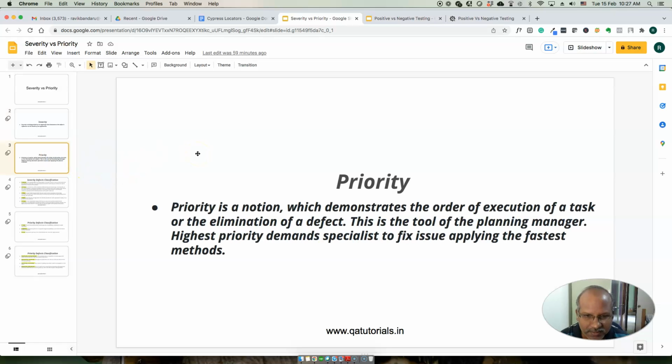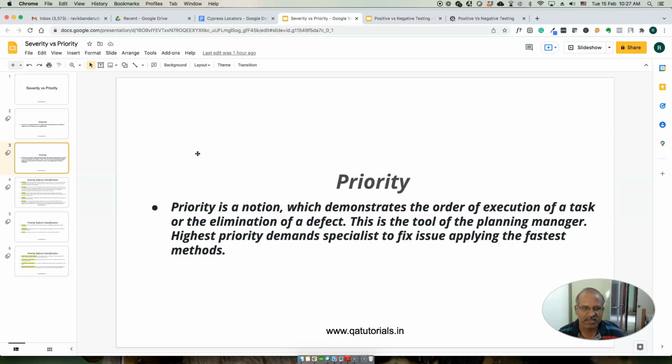And what is priority? Priority basically demonstrates the order of execution of a task or elimination of a defect. If you have a couple of defects, you want to decide which one to fix first. So that is what priority is. If you have 10 defects, you want to assign a priority to all of them so that you know which one to fix first, which one to fix later. This is basically used as a planning tool for a planning manager. So the highest priority demands a specialist to fix the issue, applying the fastest methods.